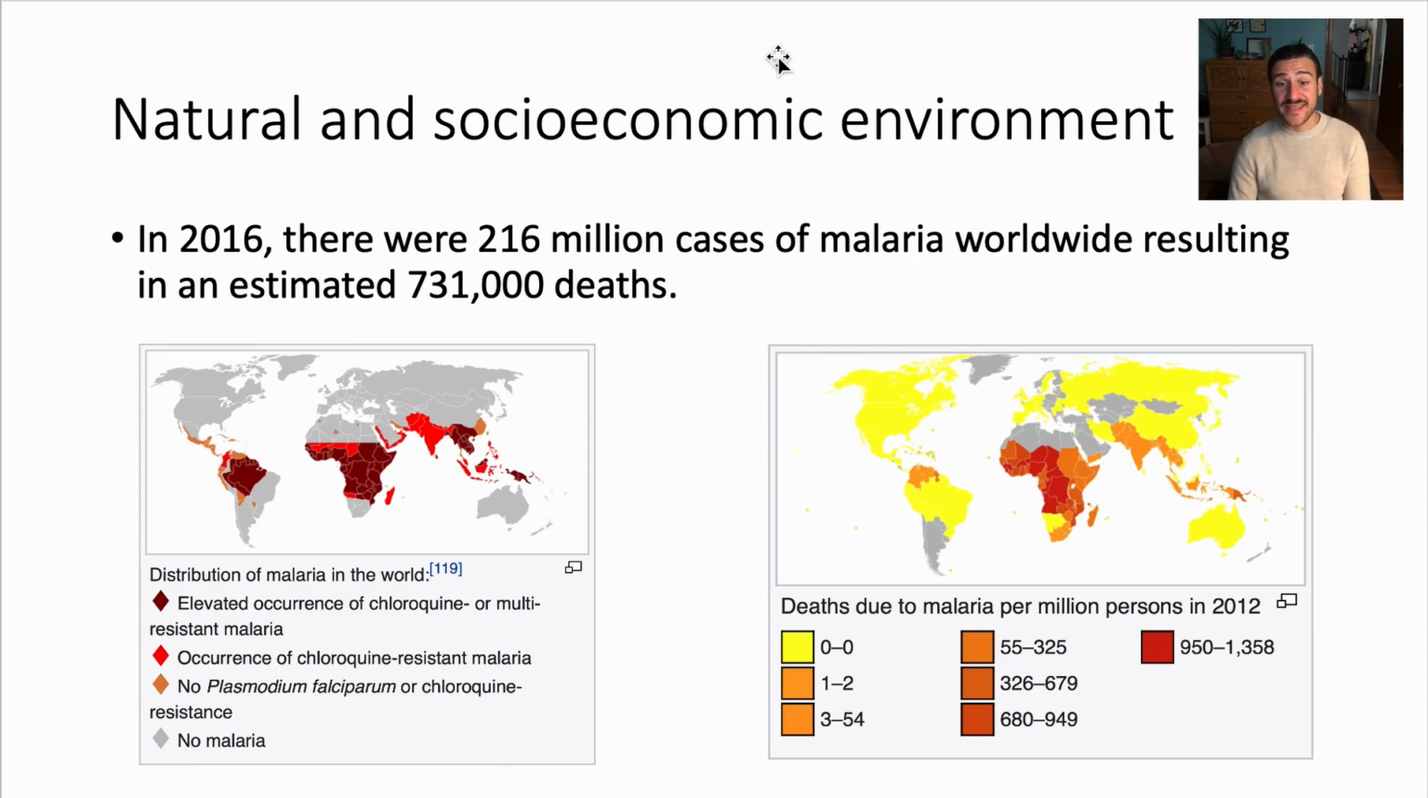So in 2016, there was actually 216 million cases of malaria worldwide, which is estimated at more than, it's a ridiculous number. It's almost a billion deaths, right? So 731 million deaths. And you can see that malaria is much more prevalent near the equator. So that makes a lot of sense.